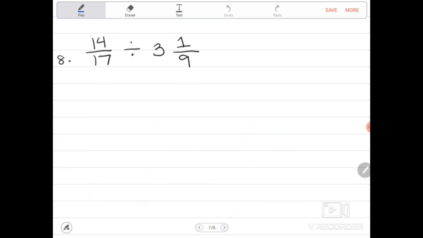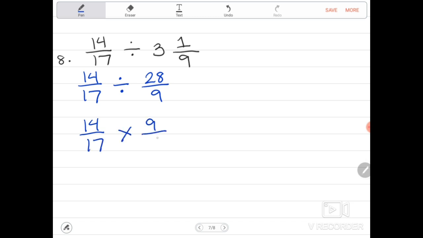Next, number 8. So, the same again. We have 14 over 17 divided by, what is the improper fraction of this? That is 28 over 9. Then get the reciprocal. 14 over 17 times 9 over 28.